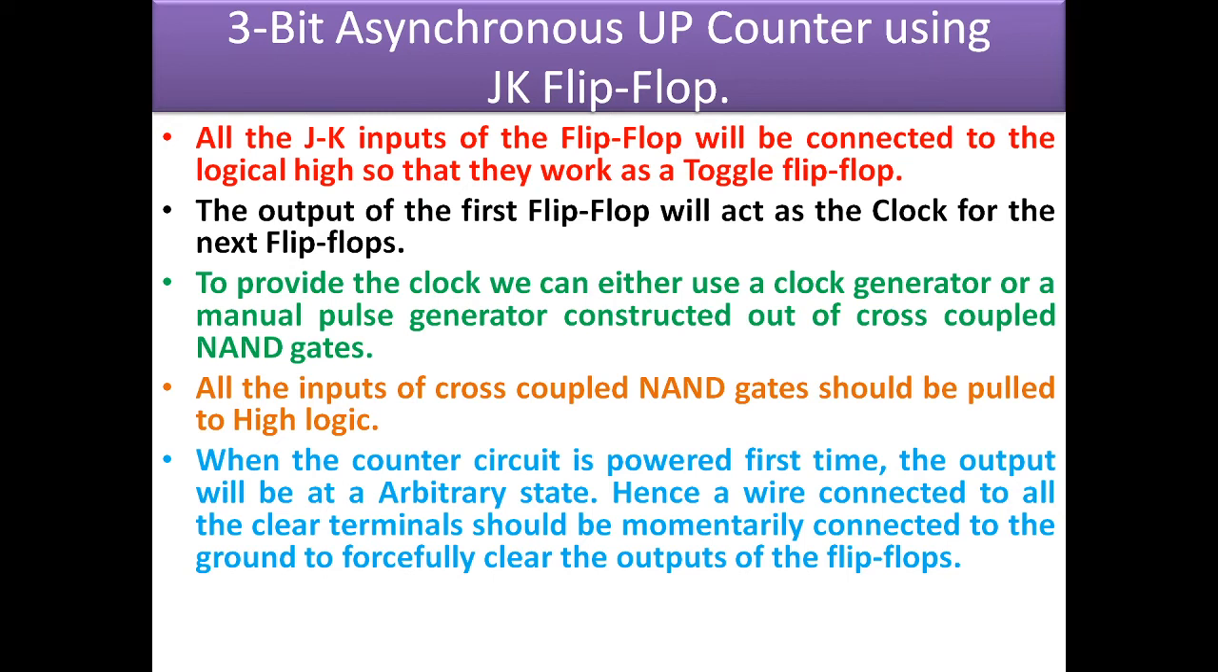If we have connected all the clear inputs to the logic low, the counter will not respond until and unless we disable those clear inputs. So even if there are clock inputs or inputs to the JK terminals, the output will not change until we remove the clear terminal from low logic. So once we have cleared the output of the flip-flops, that is, we are resetting them to 0, we have to remove the signal from the clear inputs.